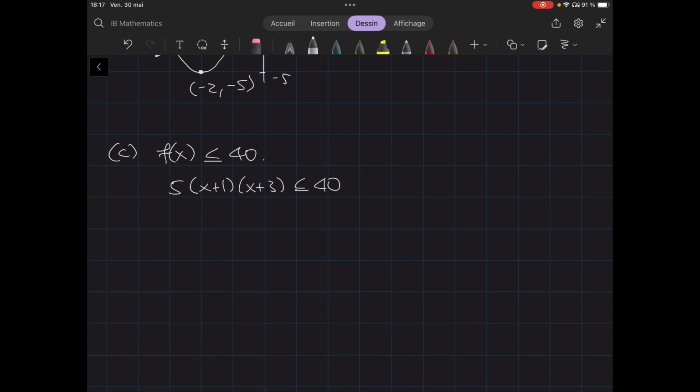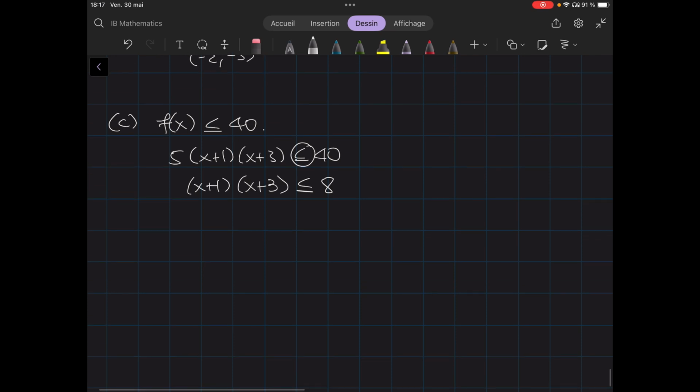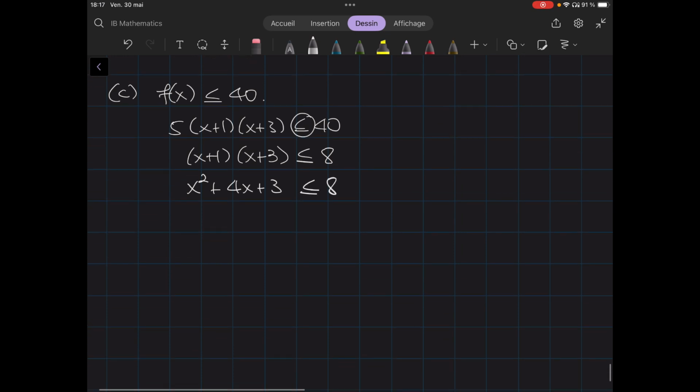I will divide both sides of the equation by 5 because we are dividing both sides by a positive constant. The sign does not change. Now I'm going to expand the brackets. The reason being that we need the right-hand side to be 0. So I'm going to move the 8 from the right-hand side to the left-hand side.